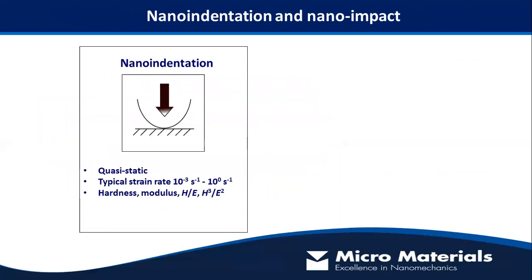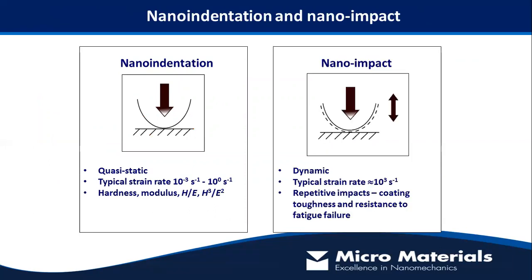So indentation is a quasi-static test technique. We get hardness and modulus, but we get that information at very low strain rates. In an impact test, we are operating at much higher strain rates, and now we're getting dynamic information about the coating system.